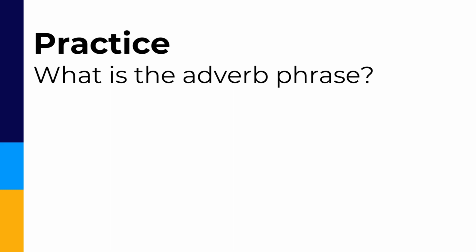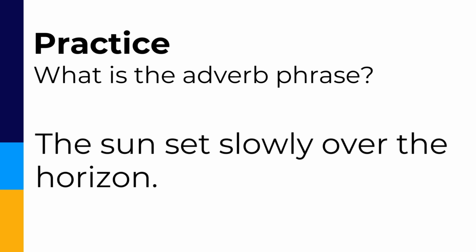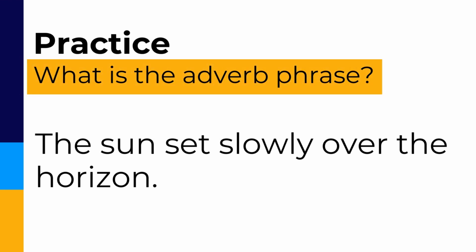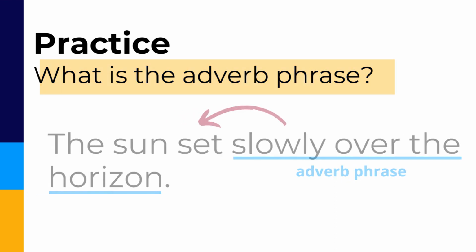So now let's do some practice so that you can really solidify your understanding and make sure you know what all of this looks like in practice. All right, number 1, the sun set slowly over the horizon. The adverb phrase here is slowly over the horizon, and it describes the verb set.